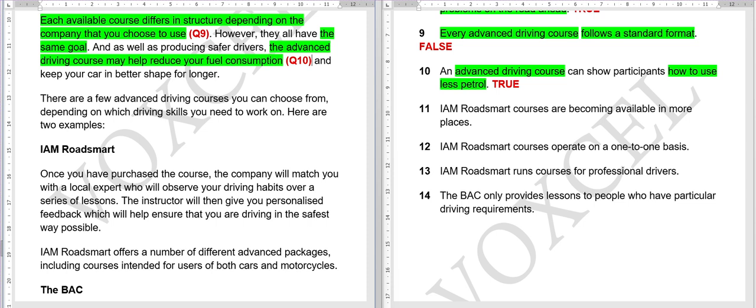I hope it is clear. Moving on to the 11th question. I am road smart courses. So that's the name of the course. Now we have given the name of the course.